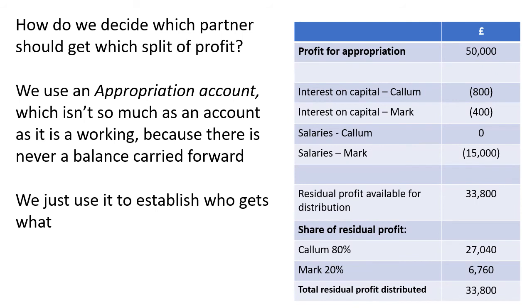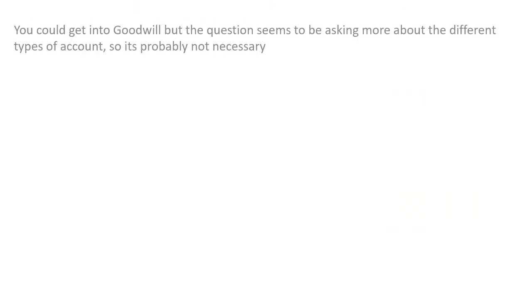Here we see an example. So the profit for appropriation would be the profit per the profit and loss, and then we make additions or deductions according to the partnership agreement. And then whatever's remaining is split based on the percentage of profits they've agreed they get. Now we could get into goodwill, but the question seems to be asking more about different types of account, so it's probably not necessary.